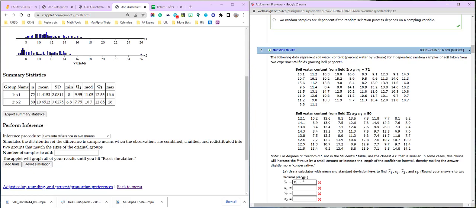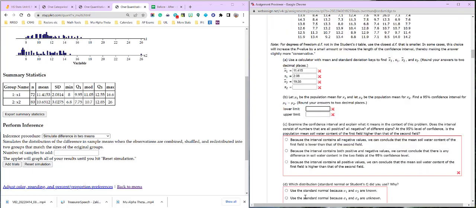Technically, I could probably do 0.415 because it'll round for me. And then standard deviation, 2.08. Pretend I'm typing in the right numbers. So that's the standard deviation I got from right there. My X bar 2 is 10.65.